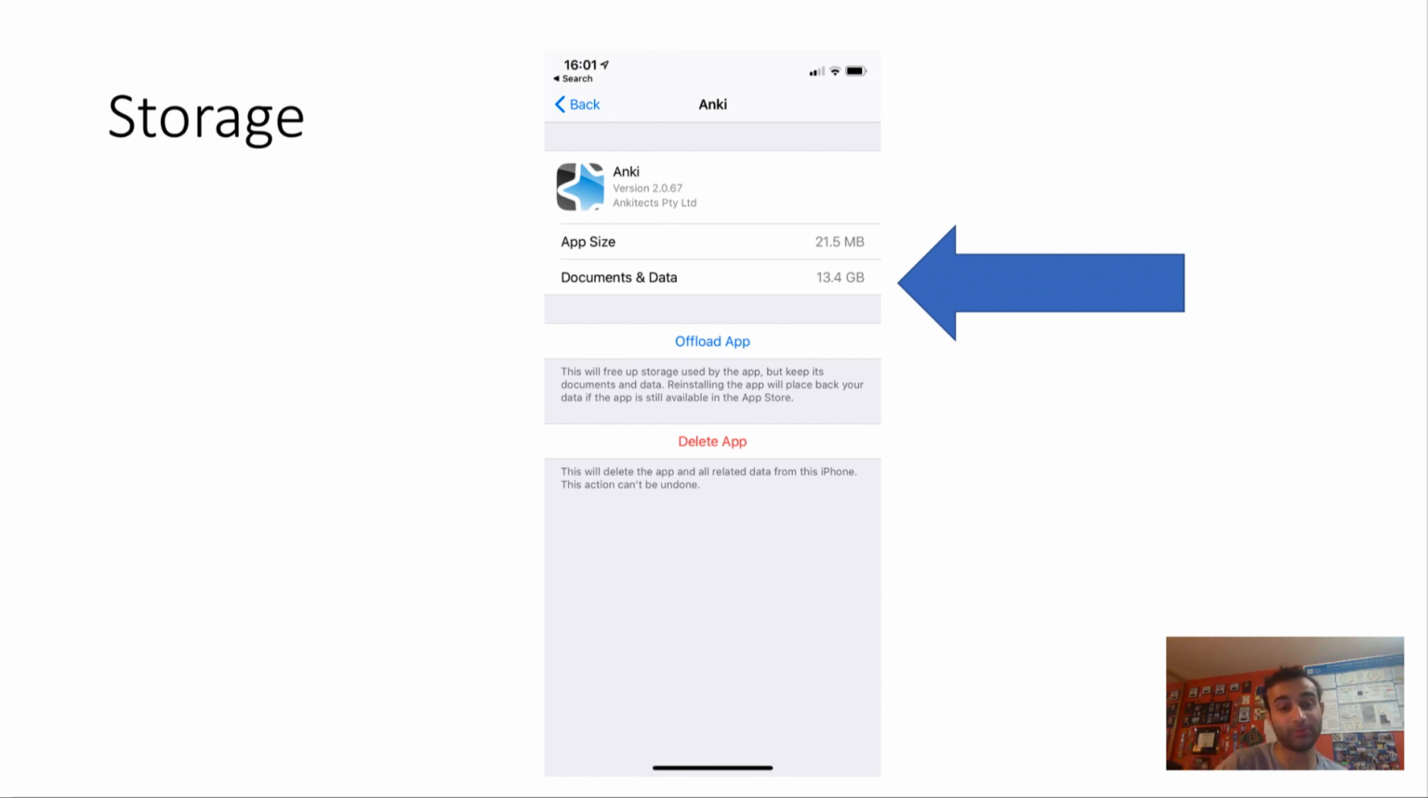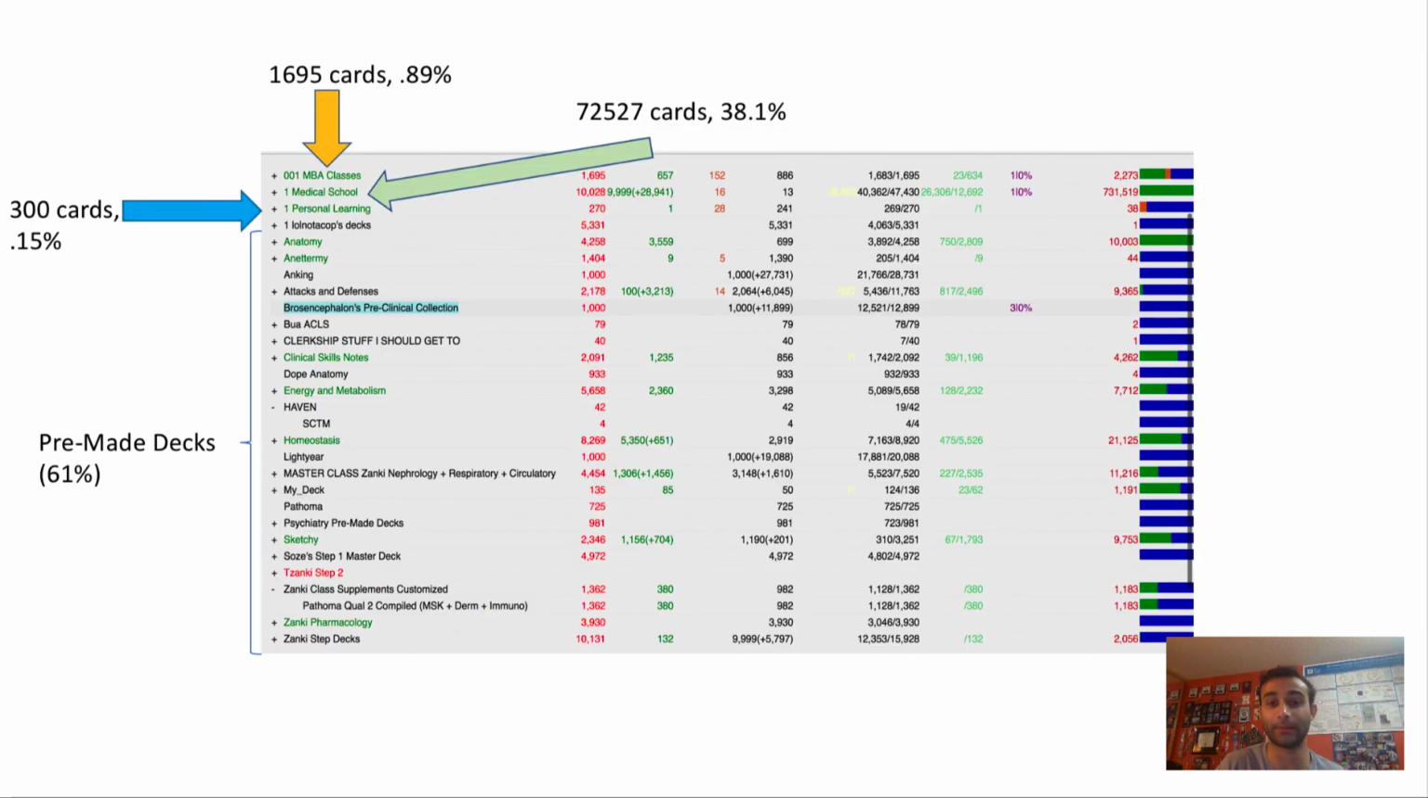Before I delve into my Anki, I want to just show you a screenshot and show you how it's all broken up. You'll see that overall, I have about 190,000 cards in my Anki. Most of those cards are actually pre-made decks. So you'll see down here, 61% of my cards are pre-made decks.